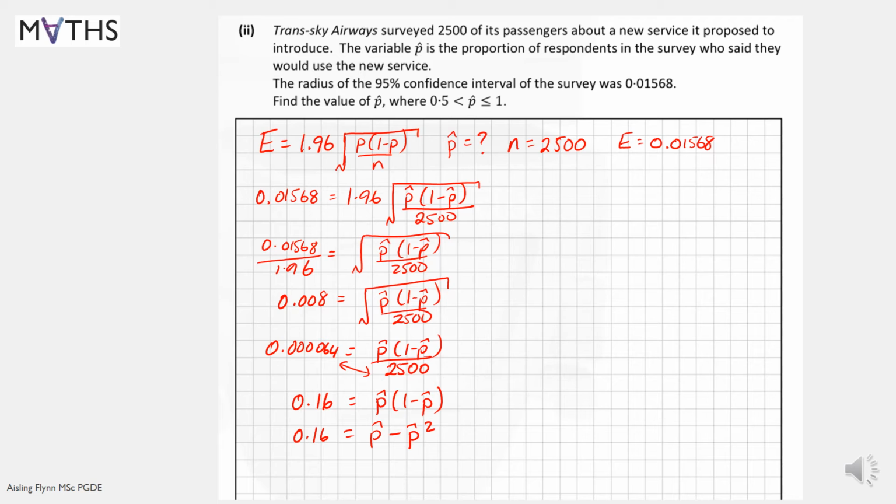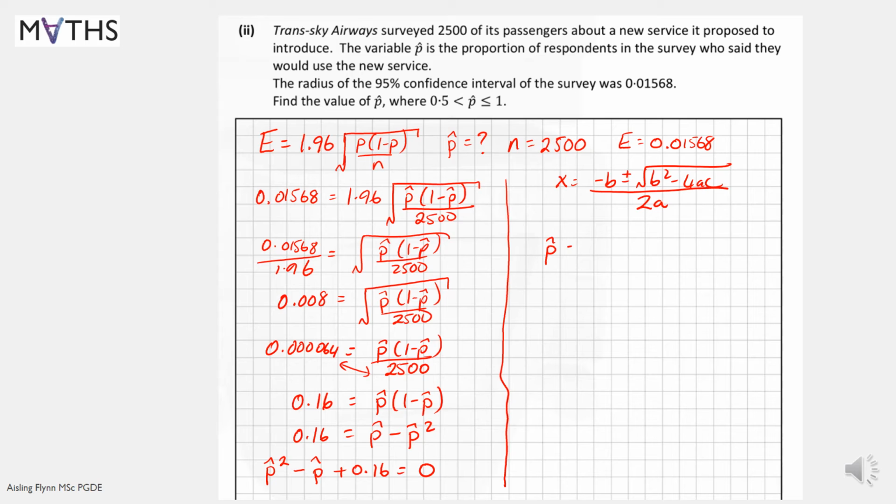Can you see how we're going to solve this? It's going to be a quadratic equation. Let's bring everything to the left. So we get P-hat squared minus P-hat plus 0.16 equals 0. It's a quadratic equation. I don't think we'll be factorizing because we have decimals. We'll use the quadratic formula, which of course is x equals minus b plus or minus the square root of b squared minus 4ac, over 2a. You'll find that in the algebra pages of the formula and tables book.